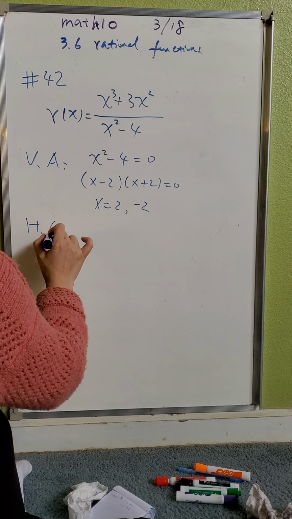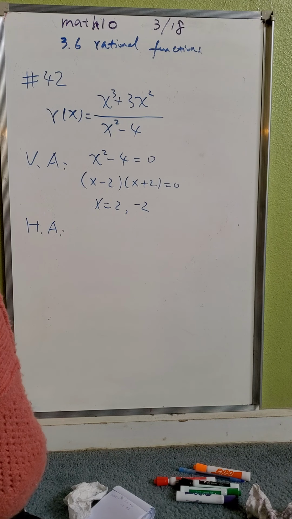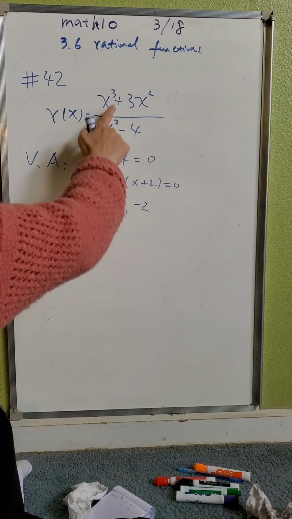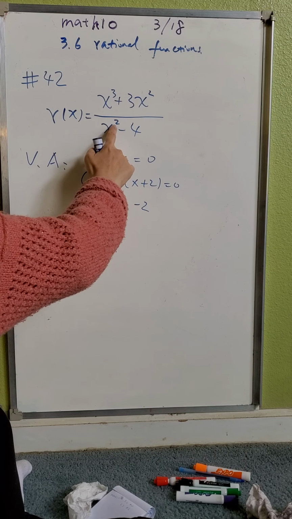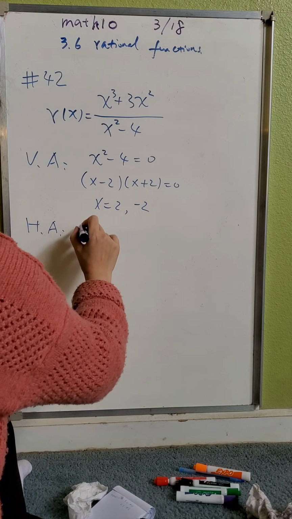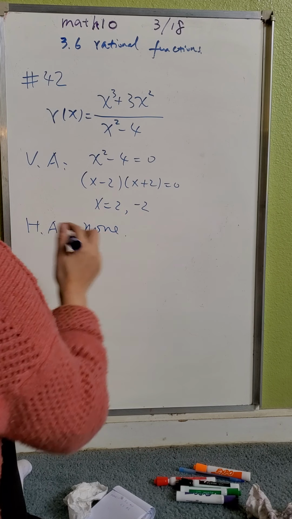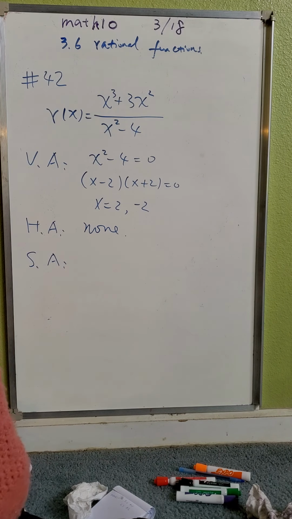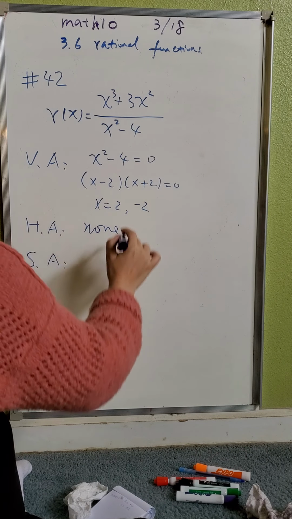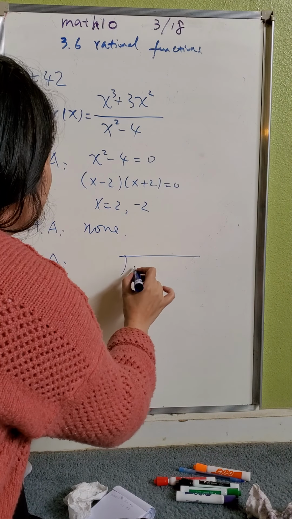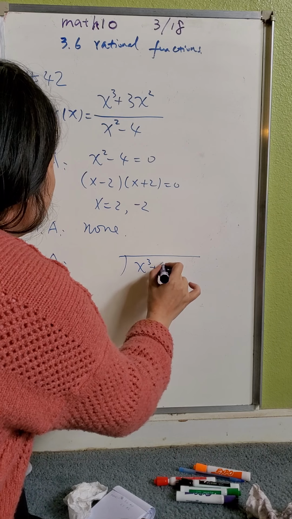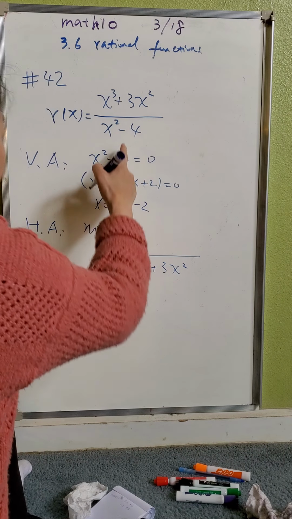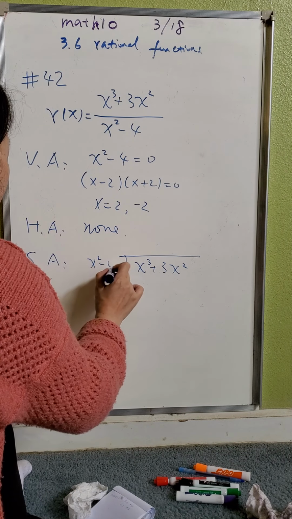For your horizontal asymptote, we're going to look at the degree. Look at this. This degree is higher than that, so therefore there's none. Instead, you will go into the slant asymptote. How do you do it? You take this one, x cubed plus 3x squared divided by x squared minus 4.